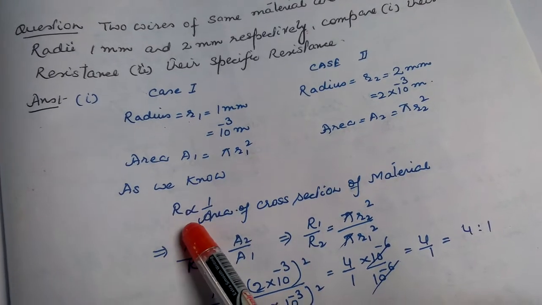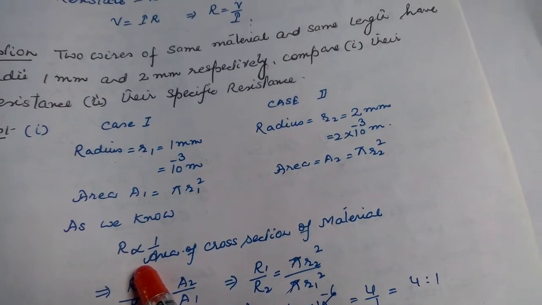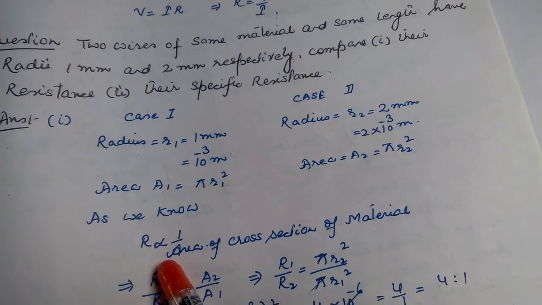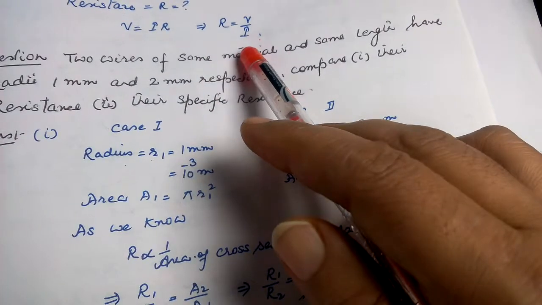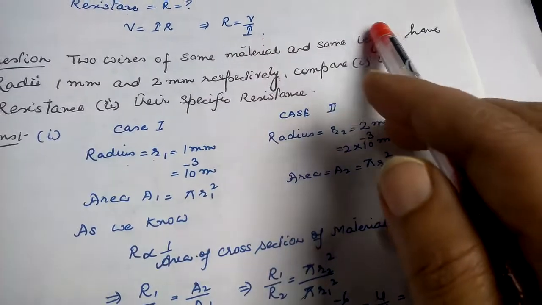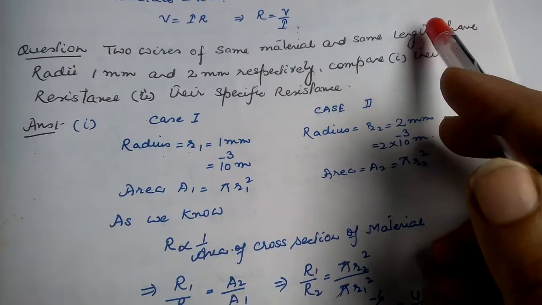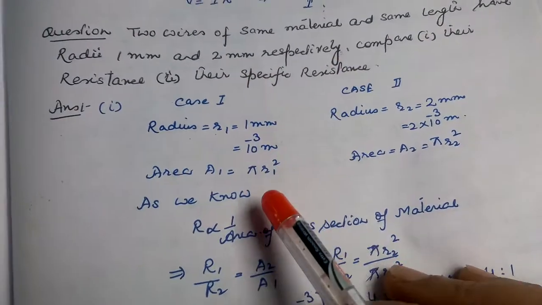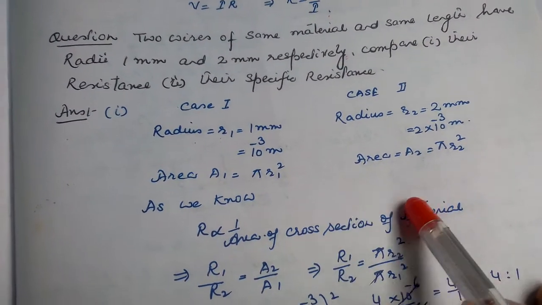You know resistance depends upon 4 factors: one is the length, second is the material, third is the area of cross section, fourth is the temperature. As the material is the same and the length is the same, we can easily ignore those 2 factors. Temperature is understood to be the same because it is not mentioned here. So wholly and solely the resistance depends upon the area of cross section.